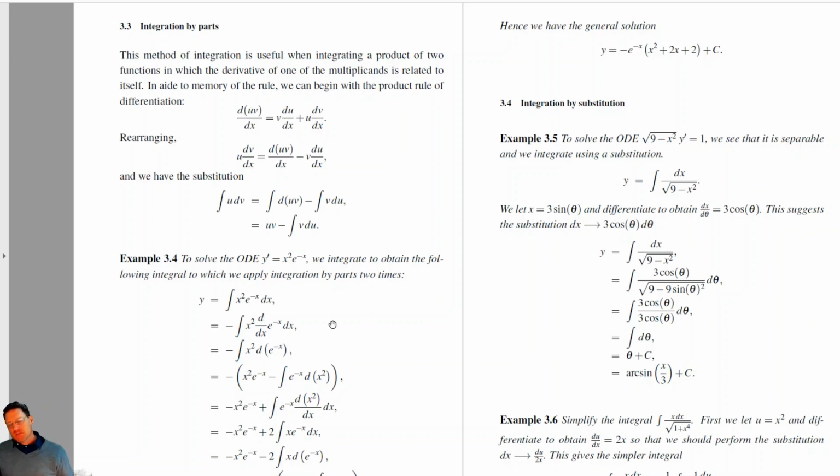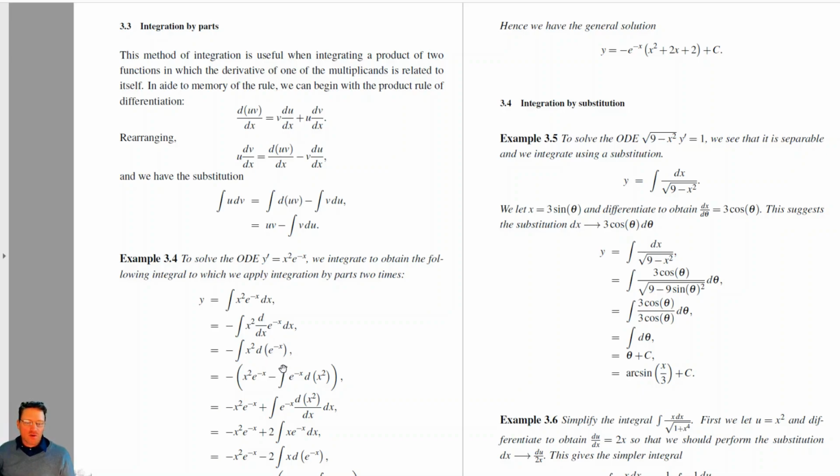Okay, now as an aid to memory, you can think of canceling the dx's, right? But again, they're not fractions. It's just an aid to memory of the rules of integration. So we can express this as minus the integral of x squared with respect to e to the minus x, which you can think of as your u, your letter u there.